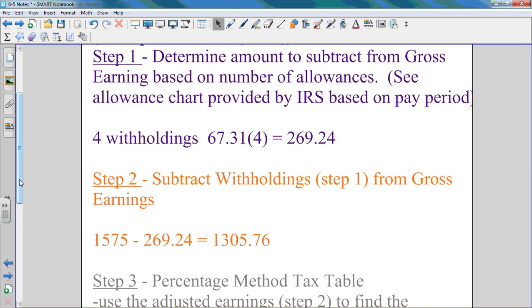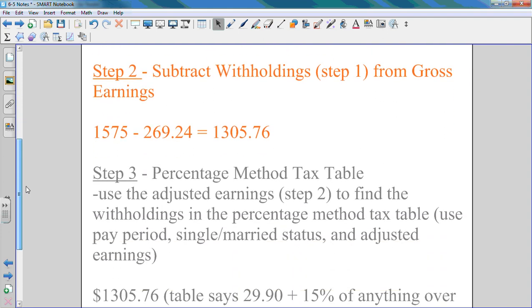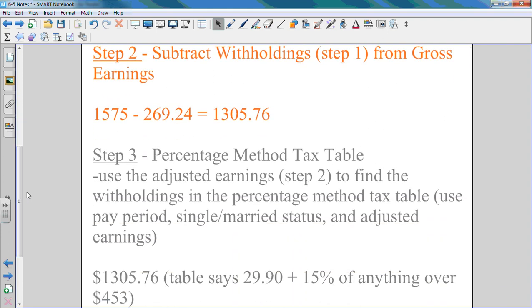So you can go over to the top table on page 225, and you're looking at the weekly pay, because this guy gets paid weekly, and whatever amount he gets to withhold per allowance. So it's $67.31, and he has 4 allowances. You multiply those together, and he gets to subtract $269.24 from his gross pay. He does not have to pay taxes on that. So go down to step 2, subtract that amount. And $1305.76 is the taxable amount.